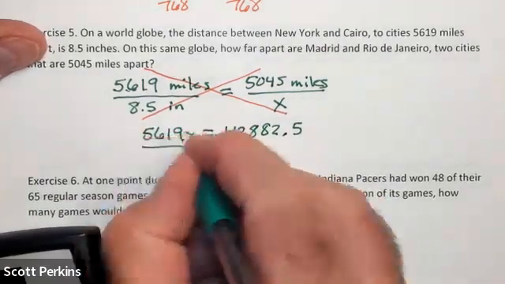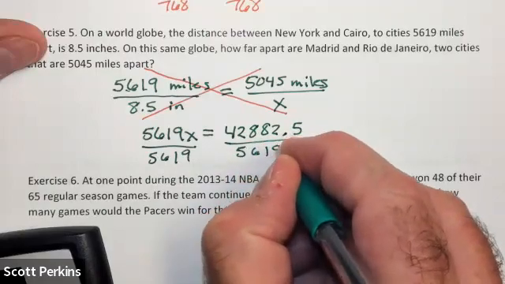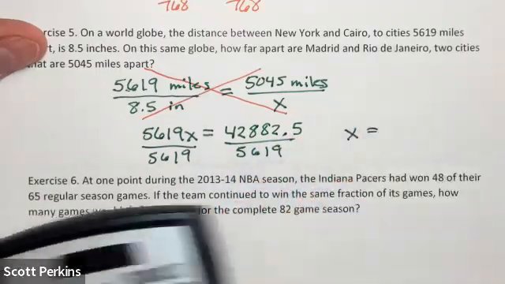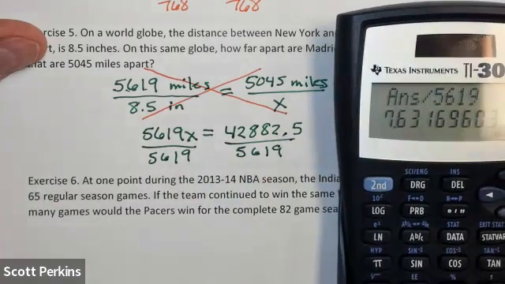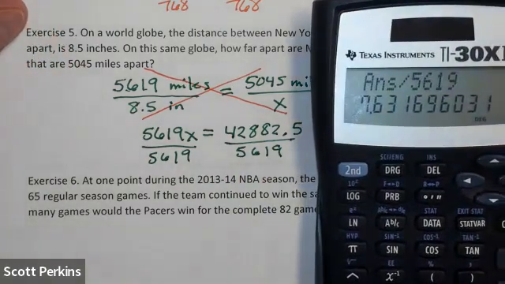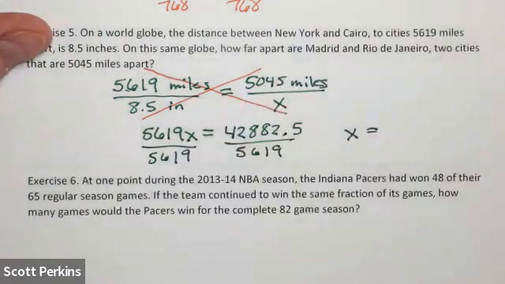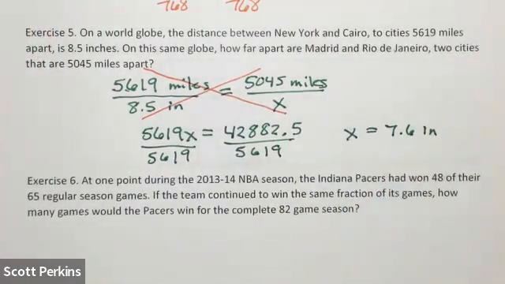And then we divide. And we get that x is going to be equal to, and again, I'm just going to round to 1 decimal place because the other distance was 1 decimal place. So that is 7.6 is going to be the number of inches on that globe. Doing okay? All right, one more.